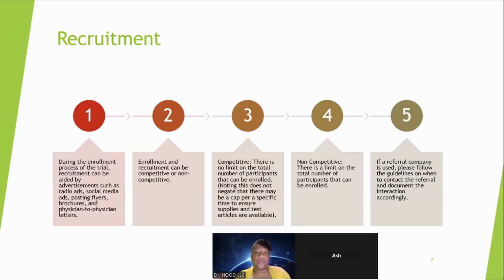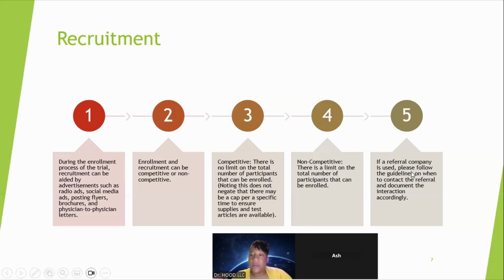So we want to make sure that they have access to the drug and keep that in mind before they just decide to start screening a lot of individuals. And of course, non-competitive means there is a limit. The sponsor will make that known and the sites need to abide by it. Sometimes they will even cut off the IRT randomization just to get enrollment under wraps, and then they'll open it back up.